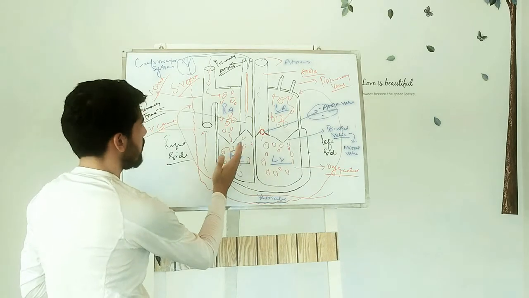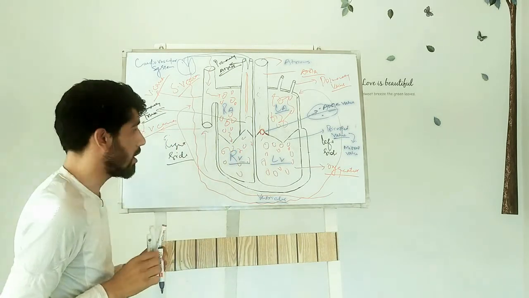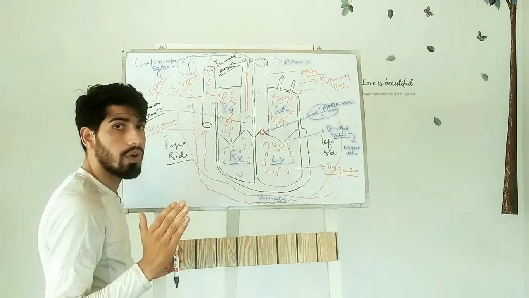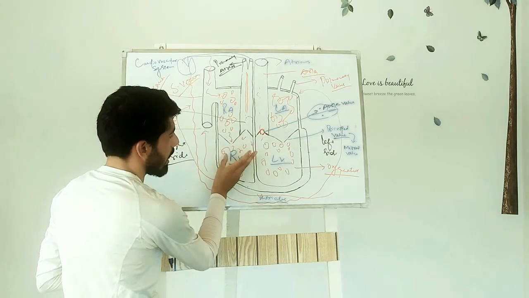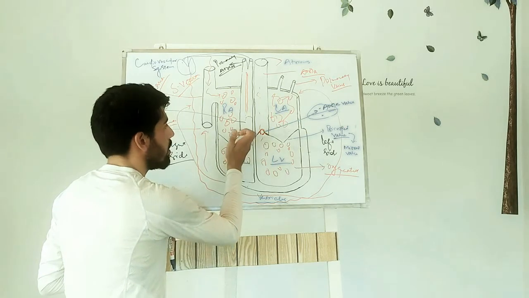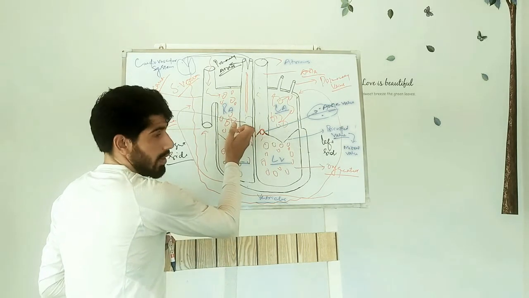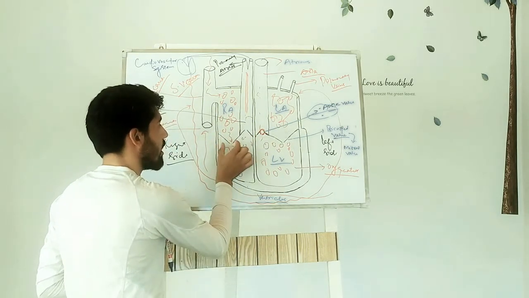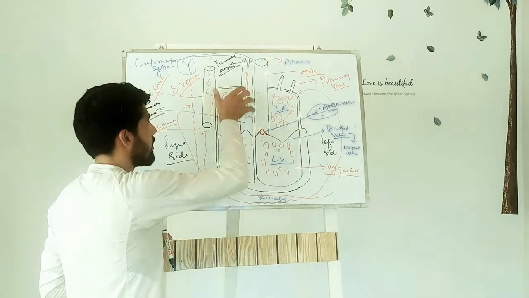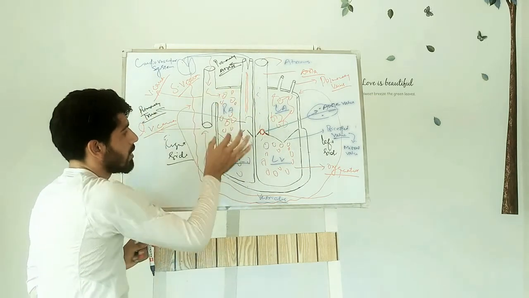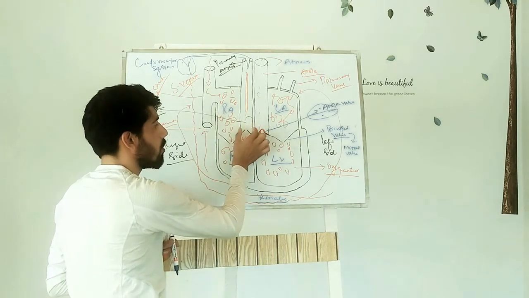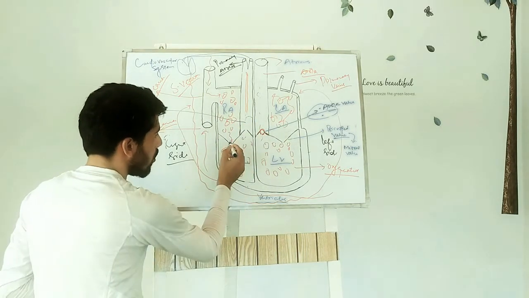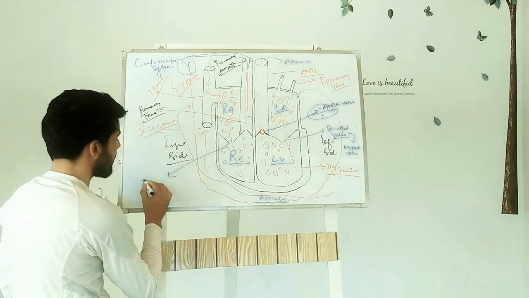On the right side of the heart there are also two valves. When the right ventricle contracts, this valve will be open at that time, but the other valve will be closed. When the right atrium contracts, the blood flows into the right ventricle. At that time, this valve will be closed. And this valve is called the tricuspid valve.